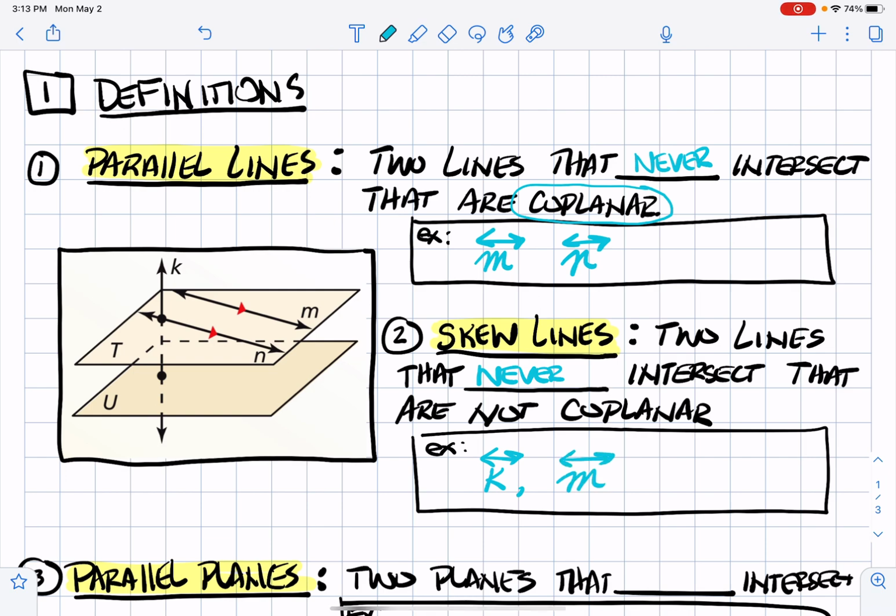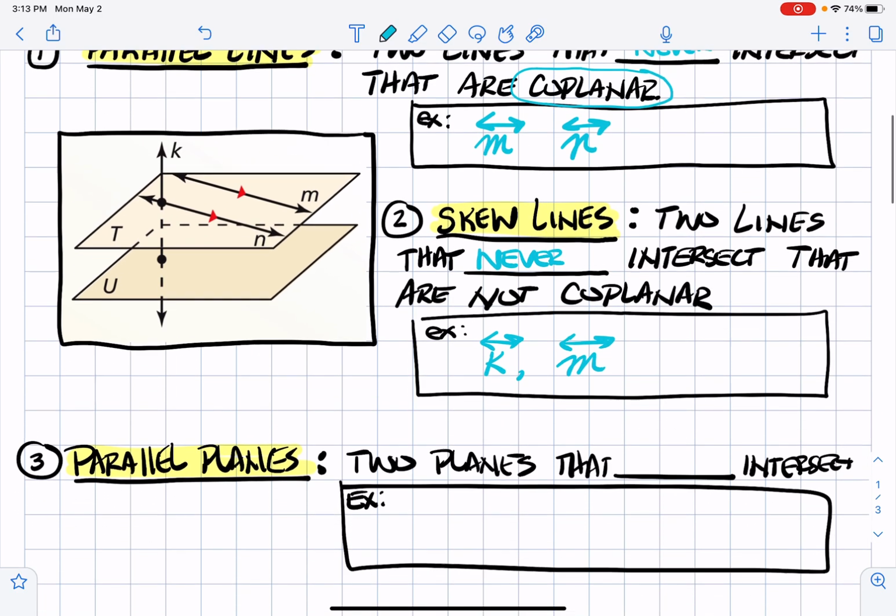Now there are others, right? I could have said K and N. That could have also worked as well. But that's a new word for us. So parallel lines versus skew lines. So skew lines never intersect, but they happen to also be in different planes.